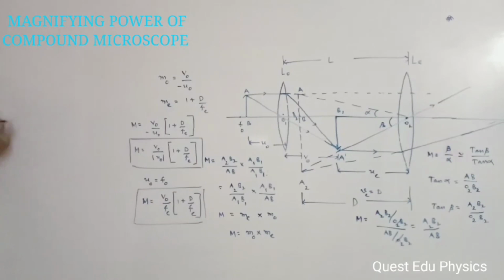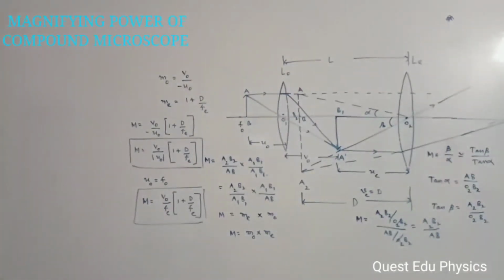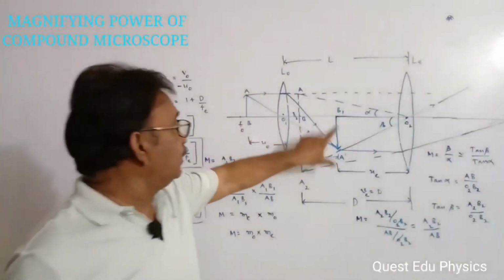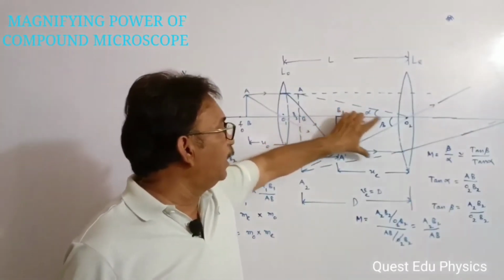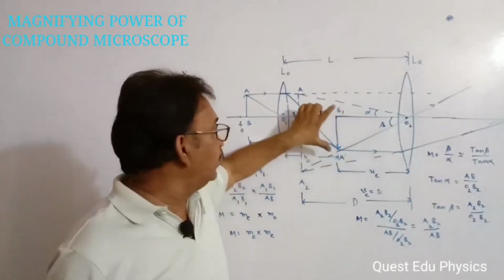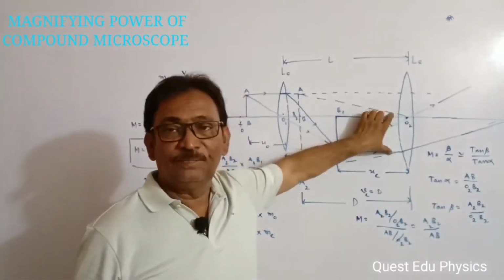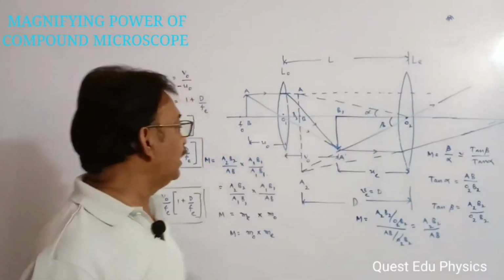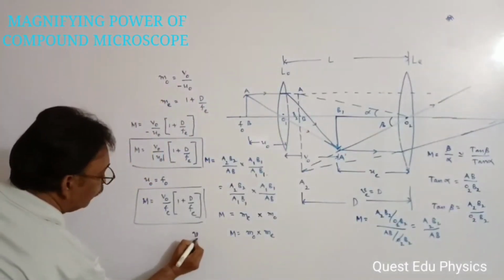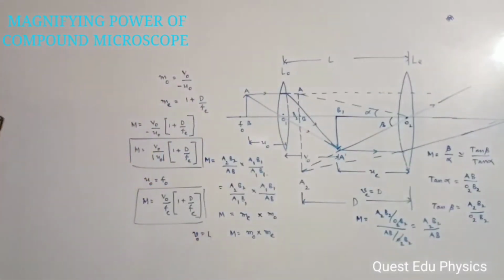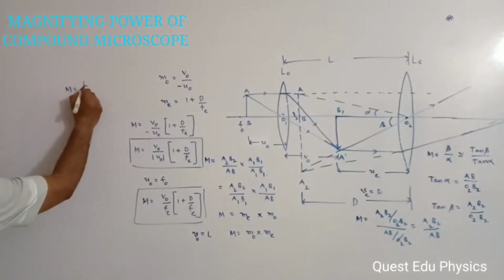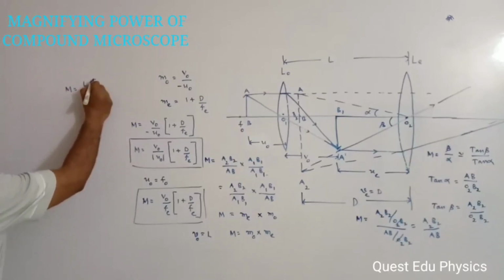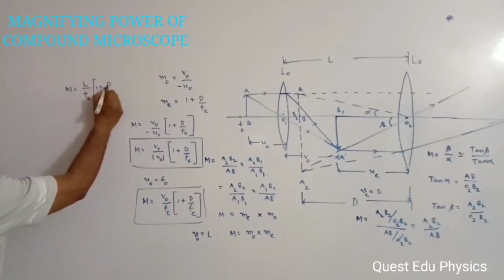Okay, there is one more formula. Now, students, this image, as I showed in the diagram, is somewhat bigger and far away from the lens. In actual practice, this image will be formed near to this. Then we can consider VO as L, students. Then this equation can also be written as M is equal to L by FE into 1 plus D by FE.